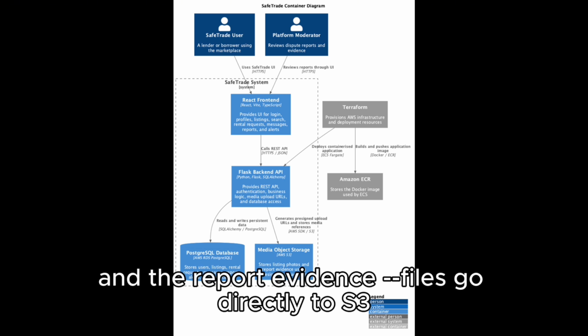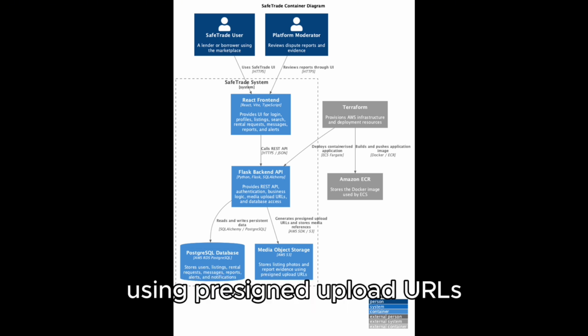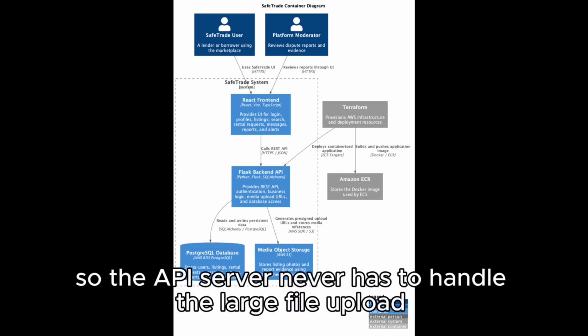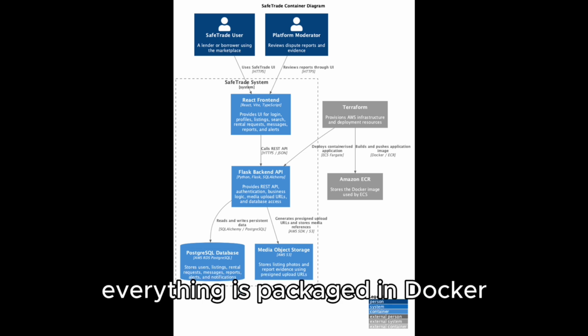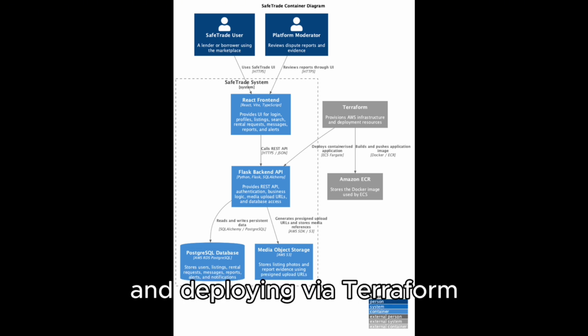For media, listing photos, and report evidence, files go directly to S3 using pre-signed upload URLs. So the API server never has to handle the large file uploads. Everything is packaged in Docker and deployed via Terraform.